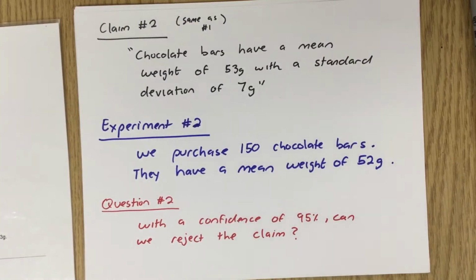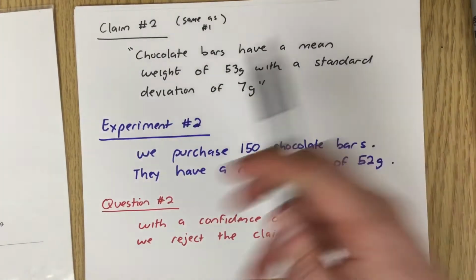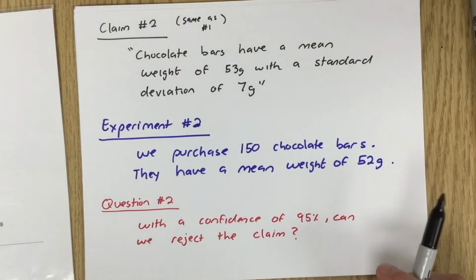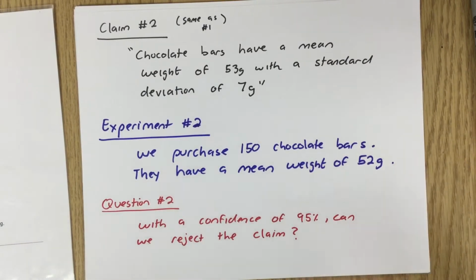So let's do another example. I'm going to keep the same claim as before. I rewrote it so we won't have to look back at the other video. The claim is that chocolate bars have a mean weight of 53 grams and a standard deviation of 7 grams. We do a different experiment this time.